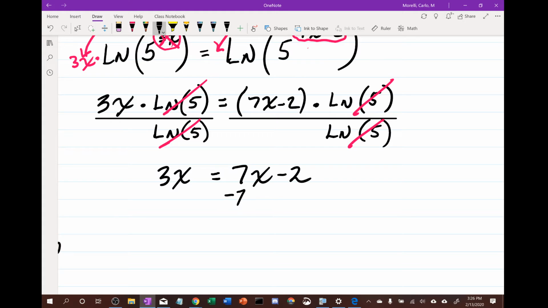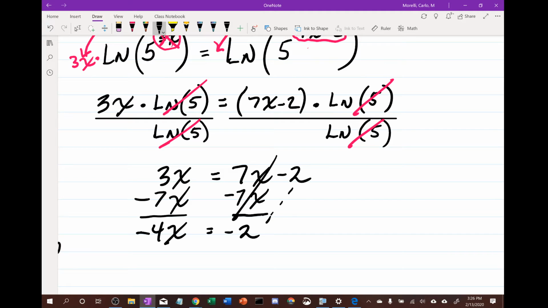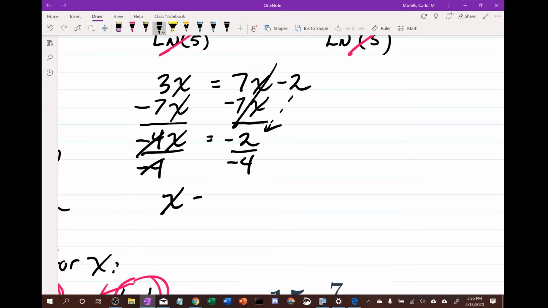You want to say it, Kimberly? I'm going to subtract 7x from both sides. Okay, so now I've got negative 4x. And over here it canceled. And this equals negative 2, because this guy comes down here. Now divide both sides by negative 4. You get positive 2 over 4, which can be reduced down to 1/2.